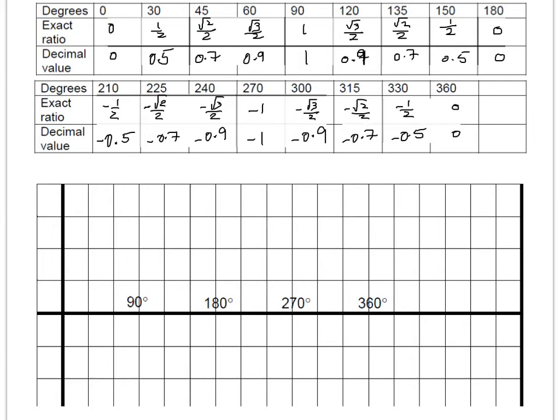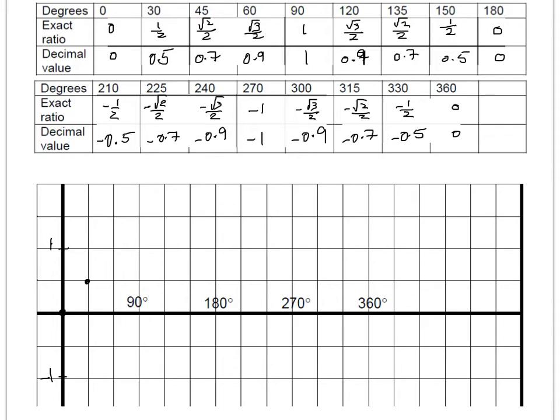Now we are going to plot individual points. Starting from angle 0, the value is 0, so we are going to have a point here. When x is 30, it's 0.5. So if we assume this is 1, this is negative 1. 0.5 is going to be right around here.